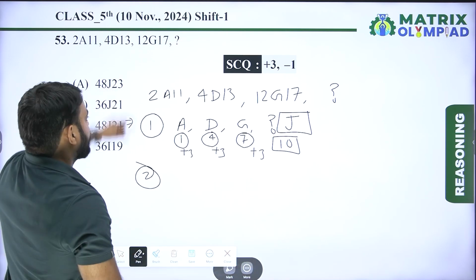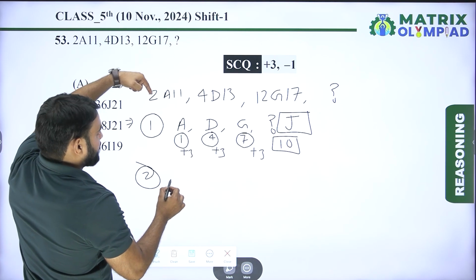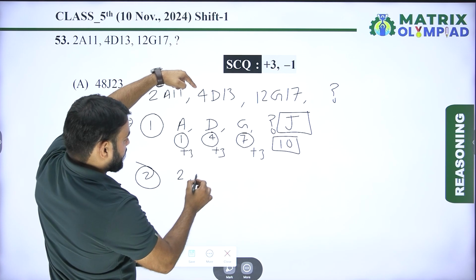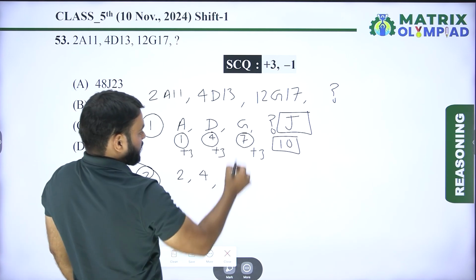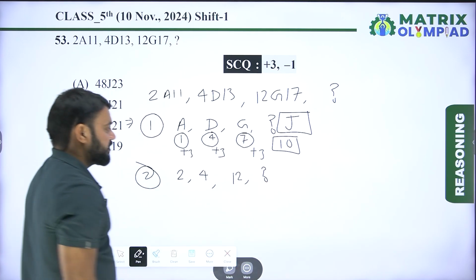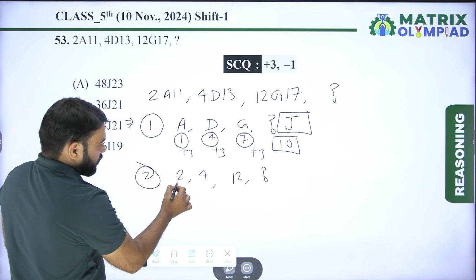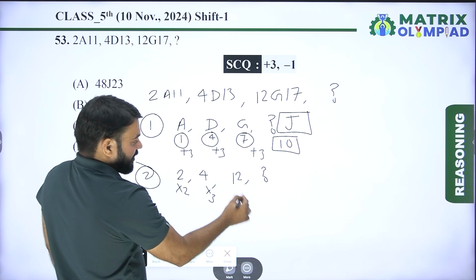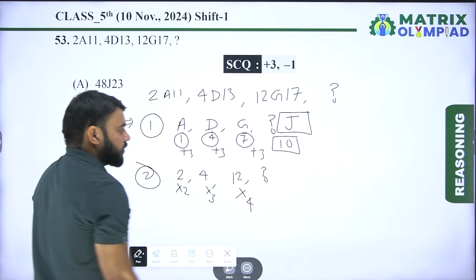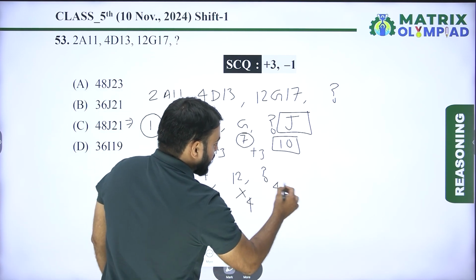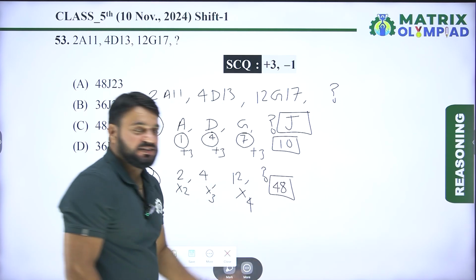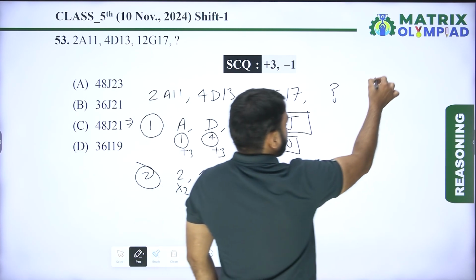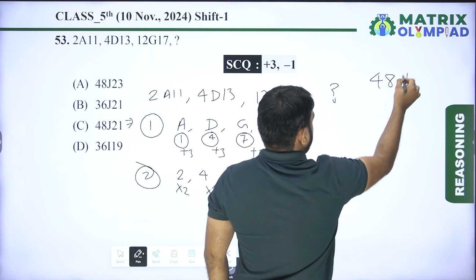Now taking first number of each term. So first number of first term is 2, first number of second term is 4. After 4, next is 12. After 12, next is missing. So now check the pattern. If 2 multiply by 2, it means 4. Now 4 multiply by 3, it means 12. Similarly, 12 multiply by 4, it means 48. So here missing number is 48. So first missing number is 48. So missing term is 48J.